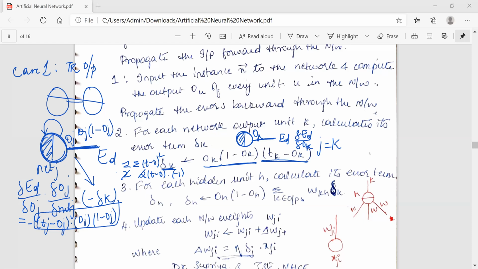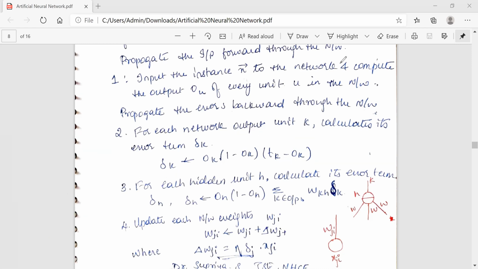Clear? Any doubts here? Any doubts here?